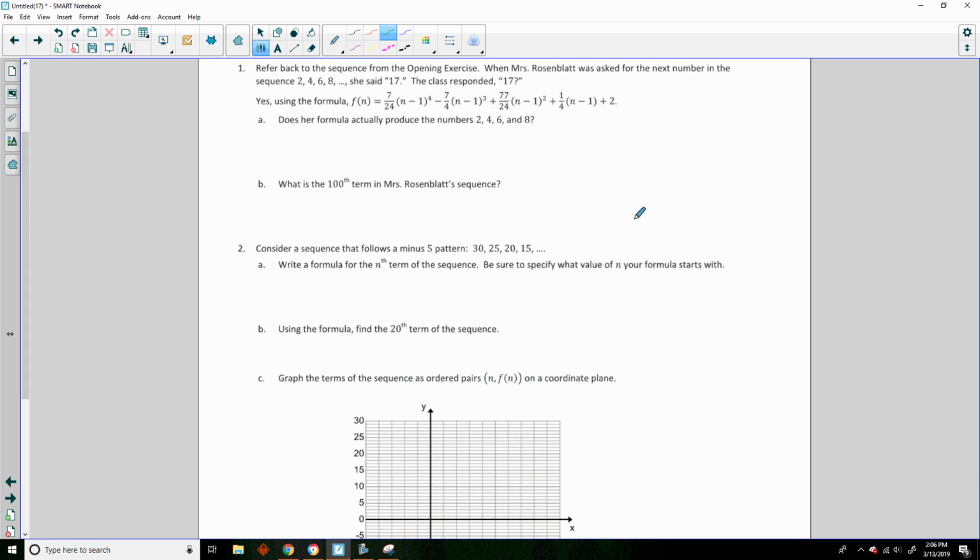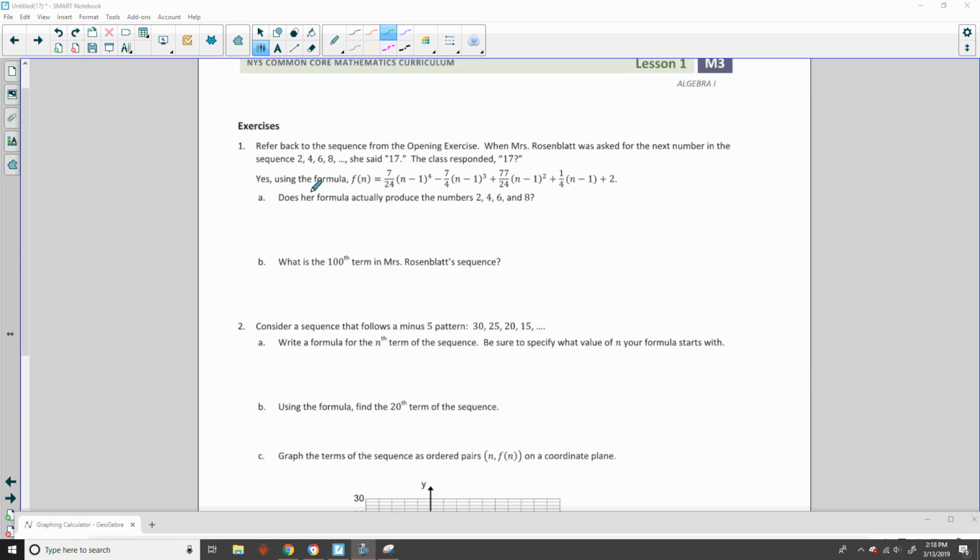Exercise 1. Refer back to the sequence from the opening exercise when Mrs. Rosenblatt was asked for the next number in the sequence 2, 4, 6, 8. She said 17. The class responded, 17? Yes, using the formula f of n equals 7 over 24 times (n minus 1) to the 4th power minus 7 over 4 times (n minus 1) cubed plus 77 over 24 times (n minus 1) squared plus 1/4 times (n minus 1) plus 2. Does her formula actually produce the numbers 2, 4, 6, and 8?